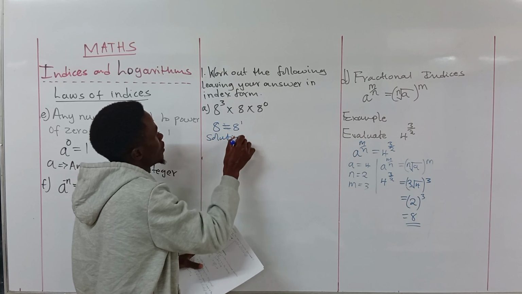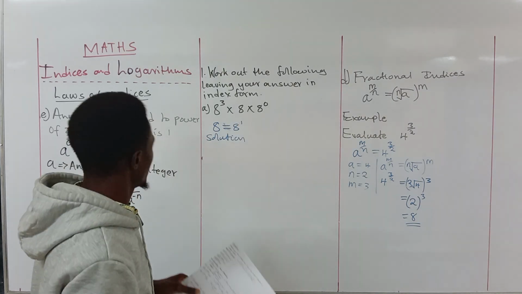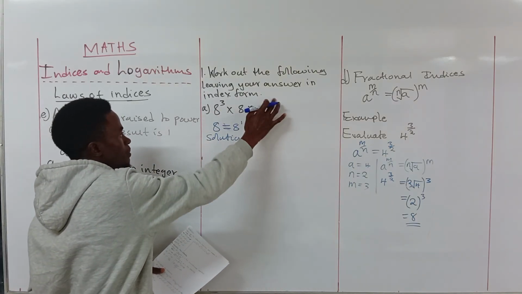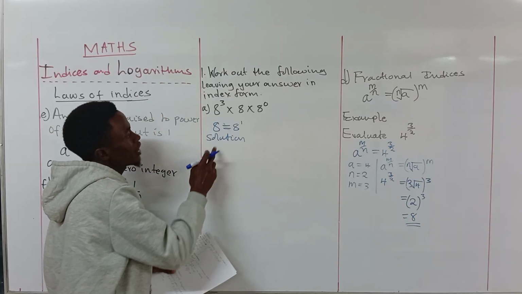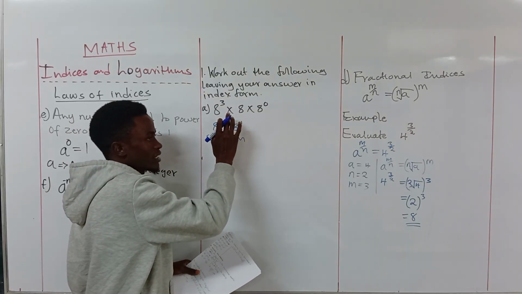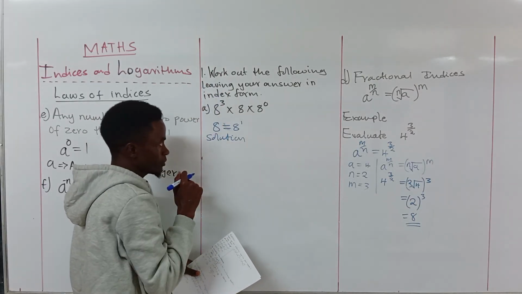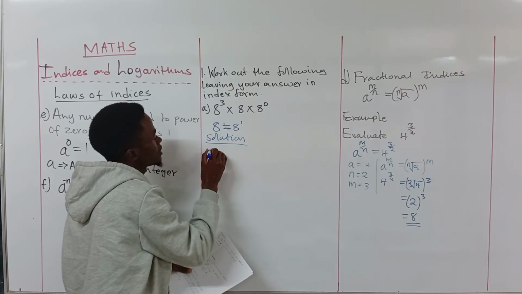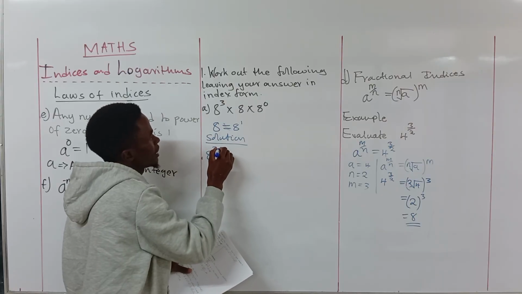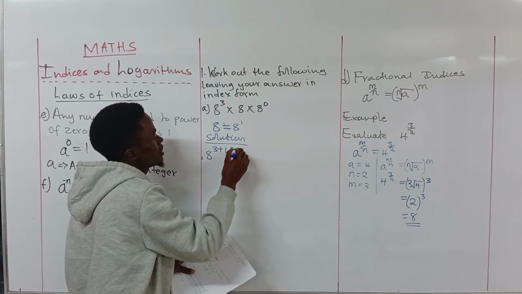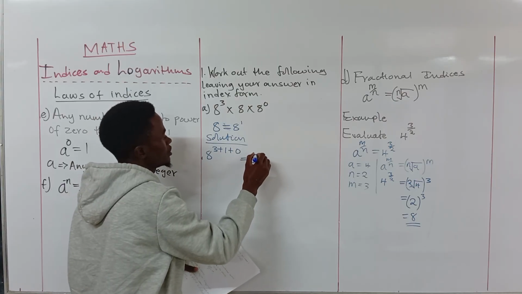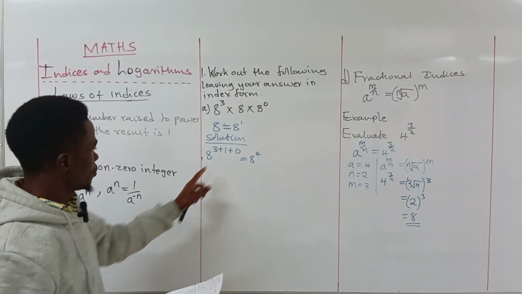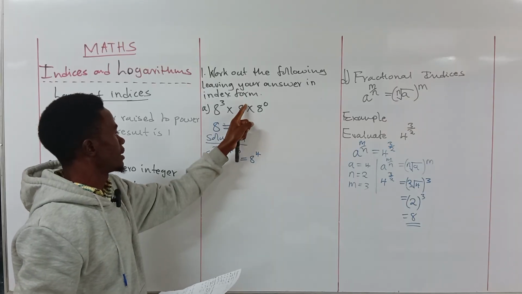The solution is, we have multiplication on both sides. That is the multiplication sign connecting the three terms: 8 power 3, 8 and 8 power 0. So what happens here is this. We are going to introduce addition on the powers, and maintain our base. So we solve it as 8 to the power of 3 plus 1 plus 0, which is going to give us 8 power 4. So 8 power 3, 8 power 1, 8 power 0.